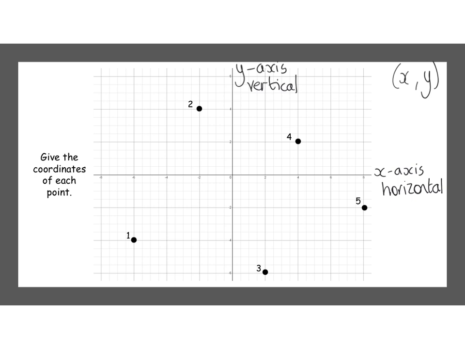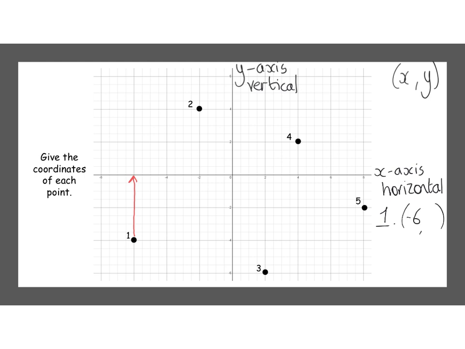First of all, for x, we need to figure out where it is on the x-axis. So we're looking at point 1 here. We're going to put this down here, 1. We have our brackets and there's a little comma in between. If you look at 1 here, if we go back up to the x-axis, it corresponds with minus 6. So we had to go minus 1, minus 2, minus 3, minus 4, minus 5, minus 6 out to it. So for 1, we have x is minus 6.